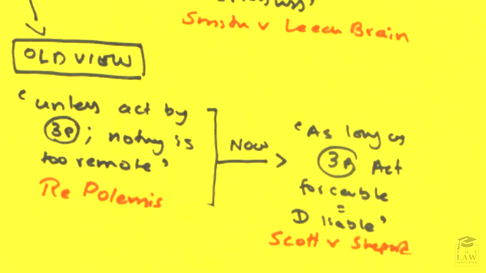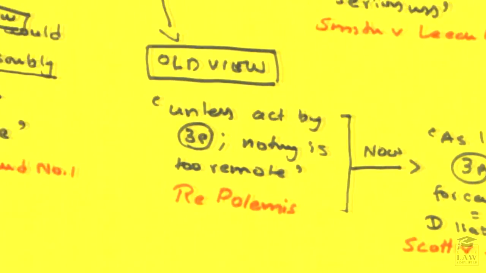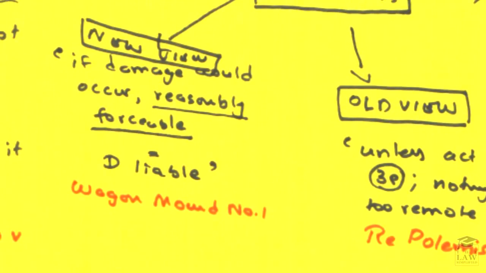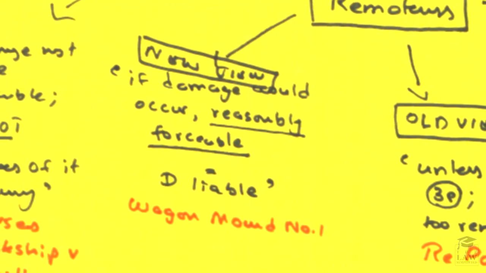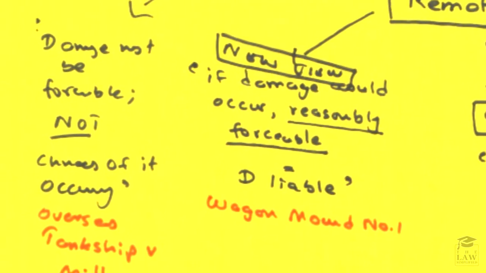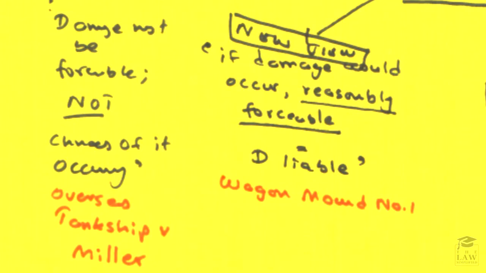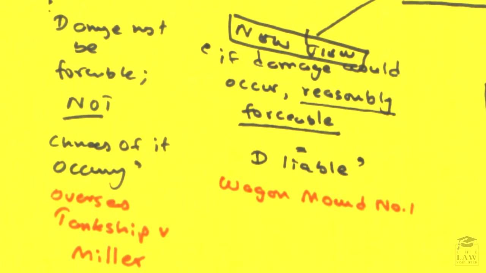However, this was found to be quite unfair. Much like the quotient of damage which was brought in by the court, a very strict definition of damage in order to stop frivolous claims, as I said earlier. So the new view is if damage could occur and it's reasonably foreseeable, then the defendant might be liable. Wagon Mound 2 went ahead and extended the definition and the requirements in Wagon Mound number 1, where it stated that damage must be foreseeable, but not the chances of it occurring.